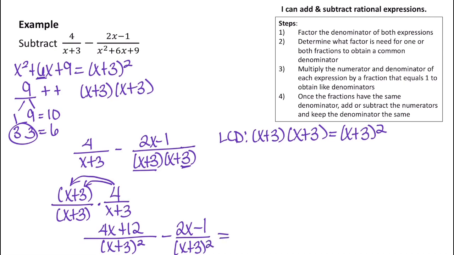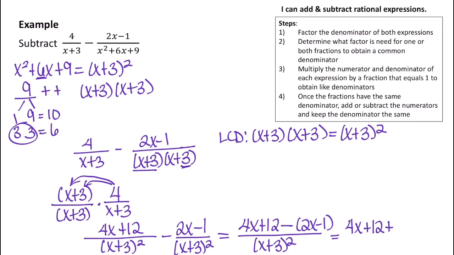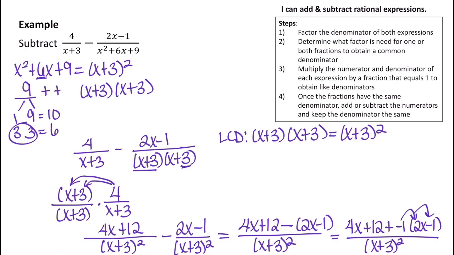So let's go ahead and just combine. So we have (4x + 12) minus (2x - 1) over (x + 3) squared. Okay, so I'm going to rewrite this so that I can take care of that subtraction. So I have plus negative 1 times (2x - 1) over (x + 3) squared. Remember, that means I'm going to distribute that negative to every term that's within that parentheses. So that means I end up with 4x + 12. And then this is going to become a minus 2x and then a plus 1. Okay, so I have minus 2x plus 1, and that's over (x + 3) squared.